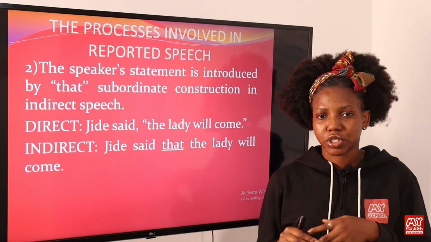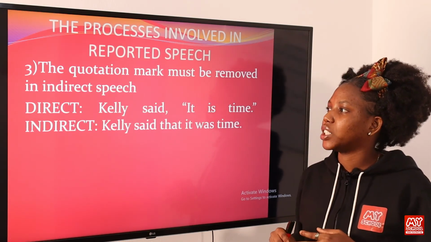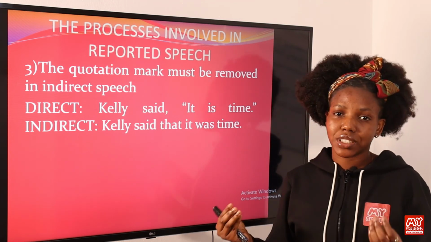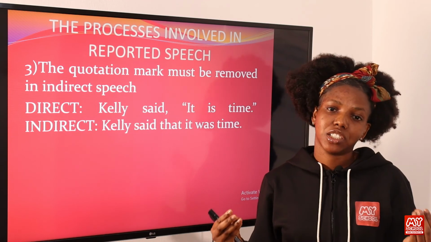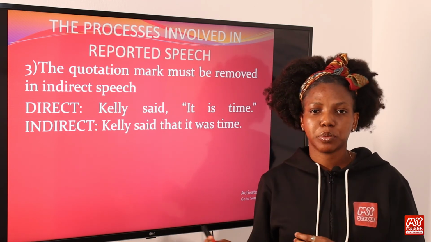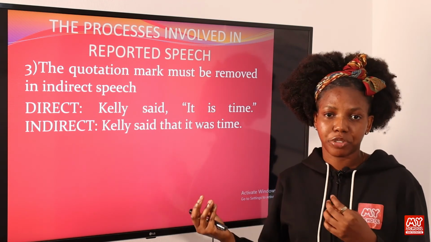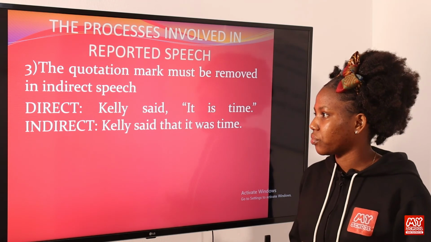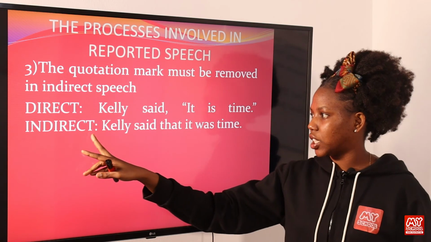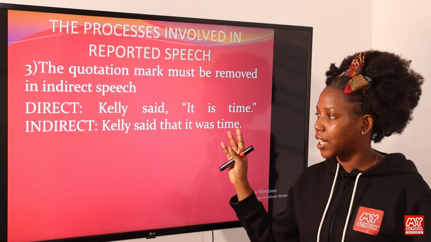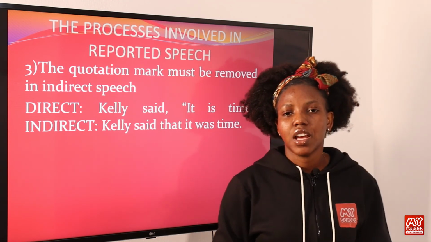Now let's take a look at the third process. The quotation mark must be removed in indirect speech. So we do not need a quotation mark in indirect speech. The quotation mark is needed in the direct speech. But for the indirect speech, we do not need the quotation mark. Afterward, the indirect speech is just a paraphrase of what is being said. So you have the direct speech, Kelly said, it is time. And then the indirect speech, Kelly said that it was time. So you see there is no quotation mark in this expression. Now I'll move to the next one.